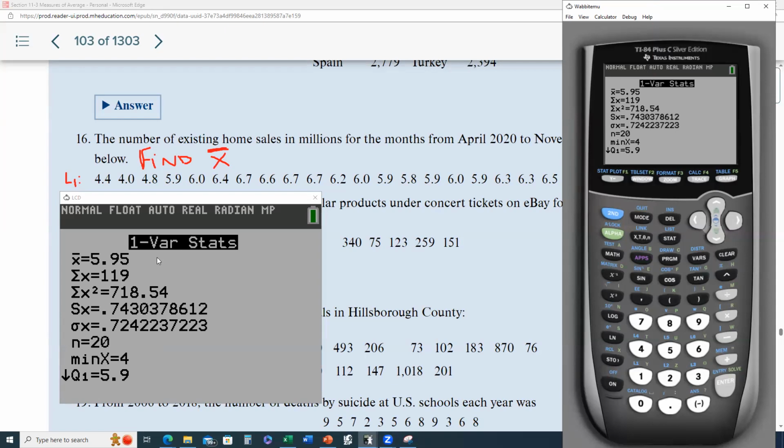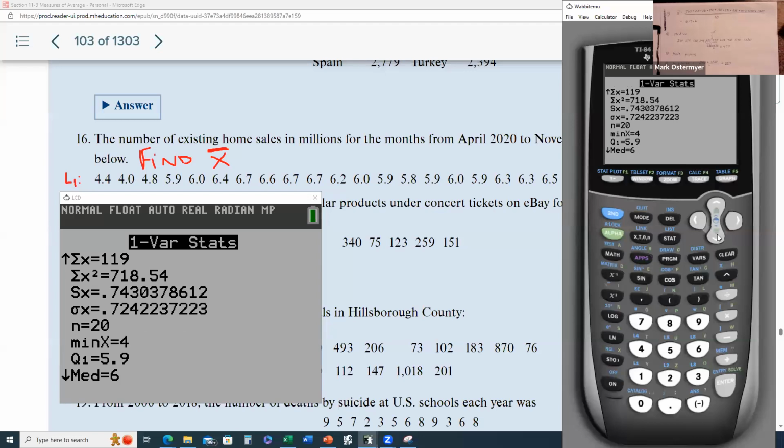I did. Okay. Notice the other statistics that are computed: the sum of all those values in that list, the sum of the squared values, the standard deviation of a sample, standard deviation of population, the number of data values, which is 20, the minimum value in the data set. Q1 is called the 25th percentile, or the first quartile of the data set. There's your median, which is 6, ladies and gentlemen.